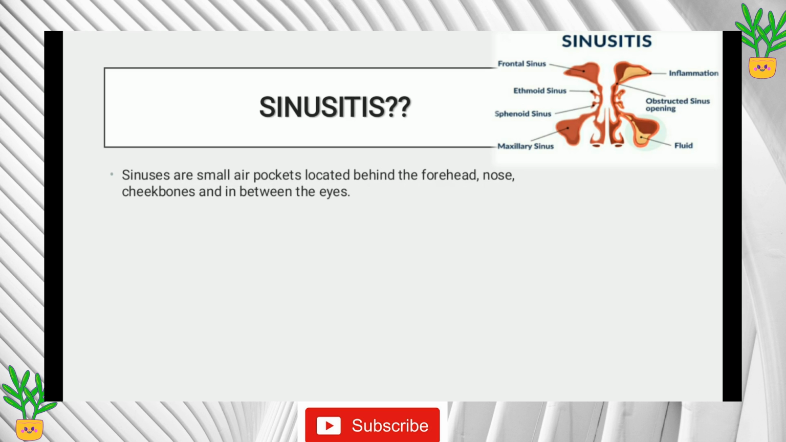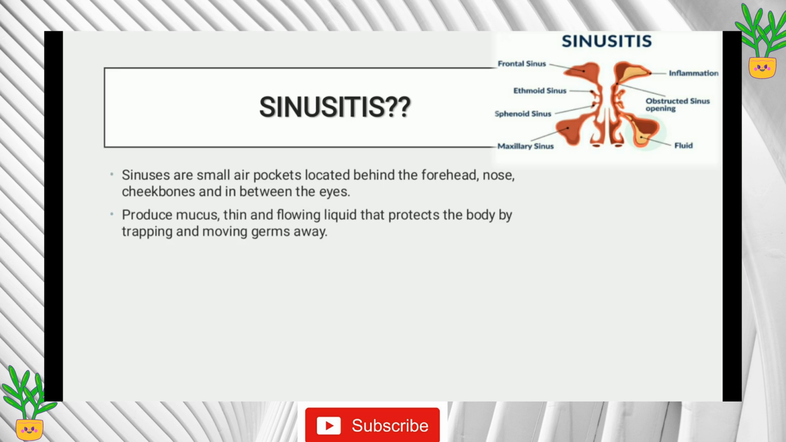So what are sinuses? Sinuses are small air pockets which are located behind the forehead region, nose, cheekbones and also in between the eyes. They are nothing but hollow or air packets located behind the forehead, nose, cheekbones and in between the eyes.